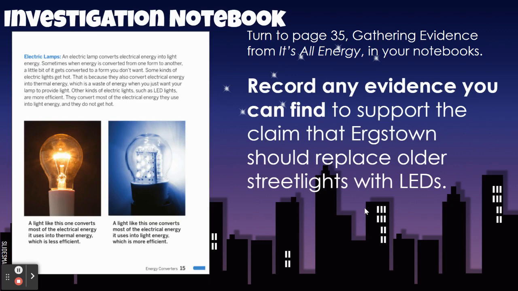Electric lamps. This is promising. An electric lamp converts electrical energy into light energy. Sometimes when energy is converted from one form to another, a little bit of it gets converted to a form you don't want. Some kinds of electric lights can get hot. That is because they also convert electrical energy into thermal energy, which is a waste of energy when you just want your lamp to provide light. Other kinds of electrical lights, such as LED lights, are more efficient. They convert most of the electrical energy they use into light energy, and they do not get hot.